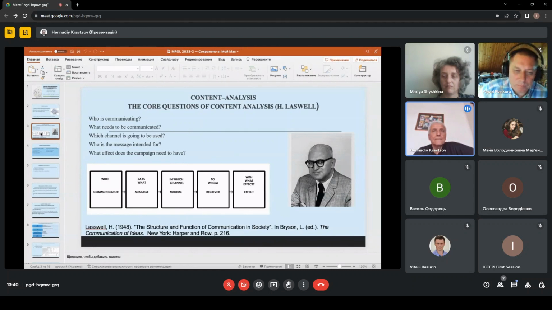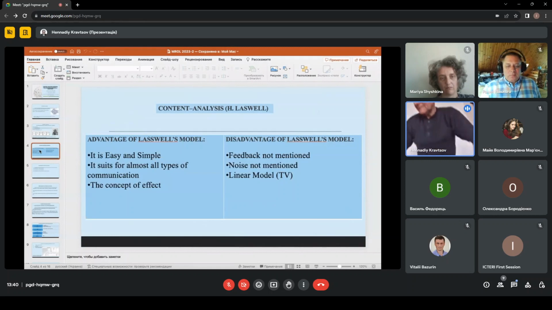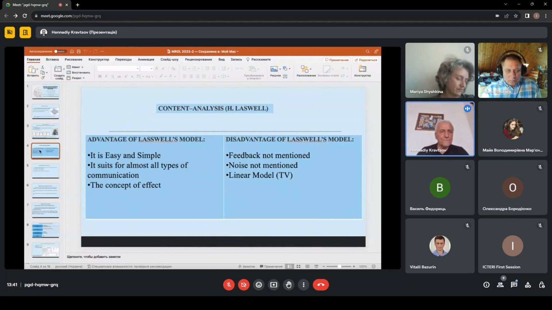And as any methodology, any method, it has some big advantages and some disadvantages. All the disadvantages were taken into consideration in the future while creating other content analysis programs. The 3 main disadvantages of this model: there is no feedback, because it's a linear model of communication, so the receiver, the audience, receives information only from one source, with no feedback and no exchange of information.